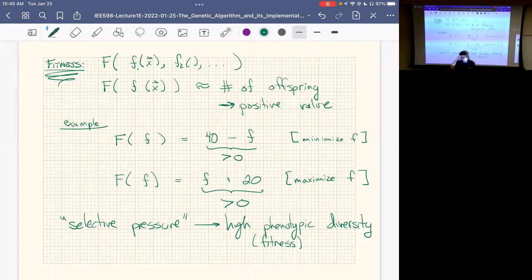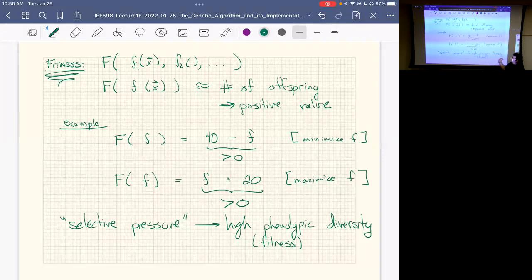Yeah. How do you know how many children each one should have, if you're using the fitness function? Like, for example, why 40? So the question is, how do we build these fitness functions to decide how to assign these numbers of children? And that is going to be dependent upon the problem. And as we get into selection operators, we will see that.